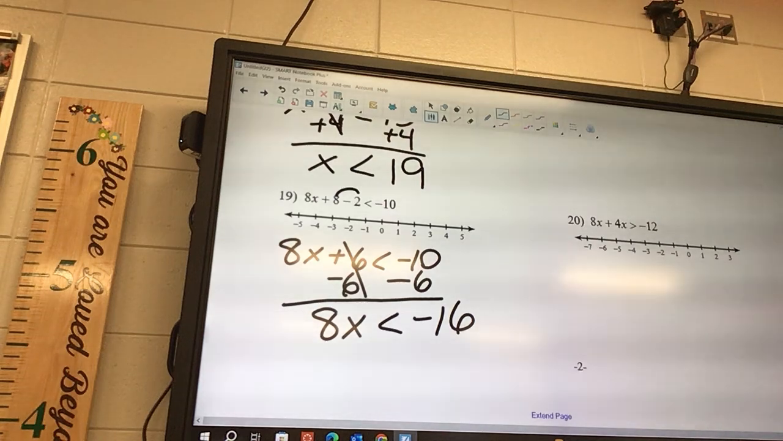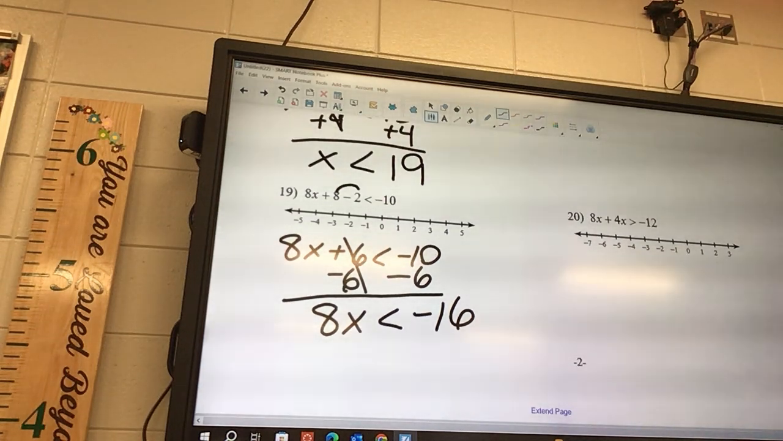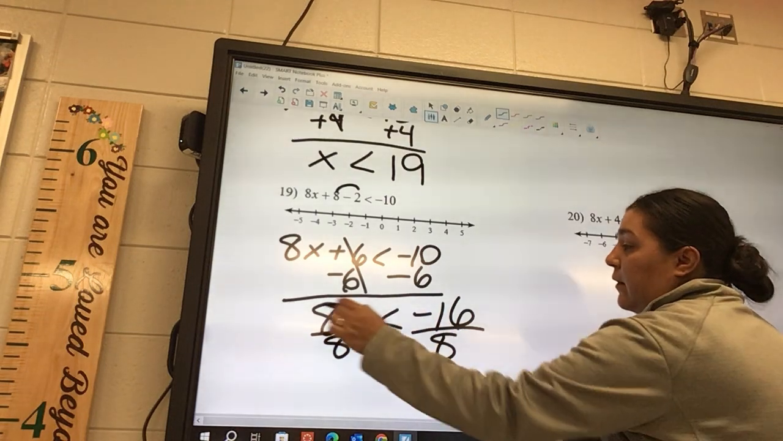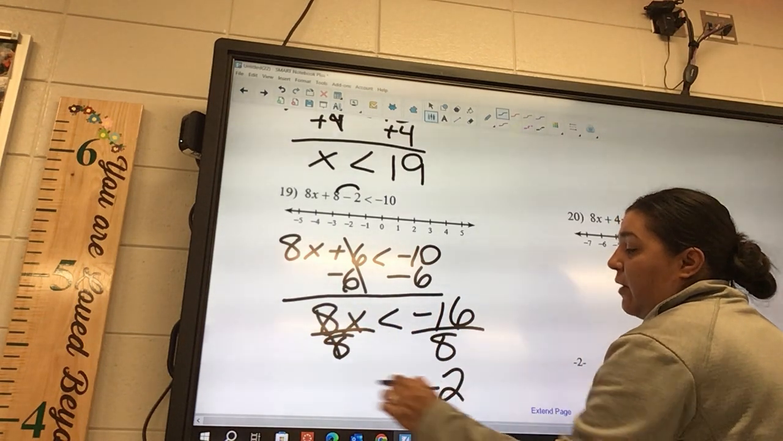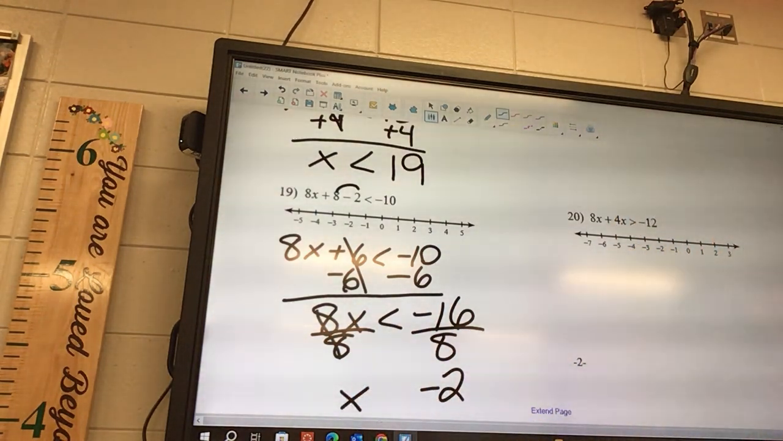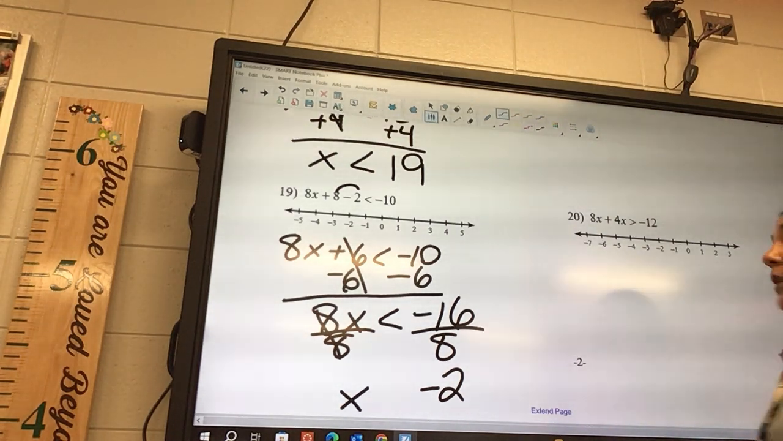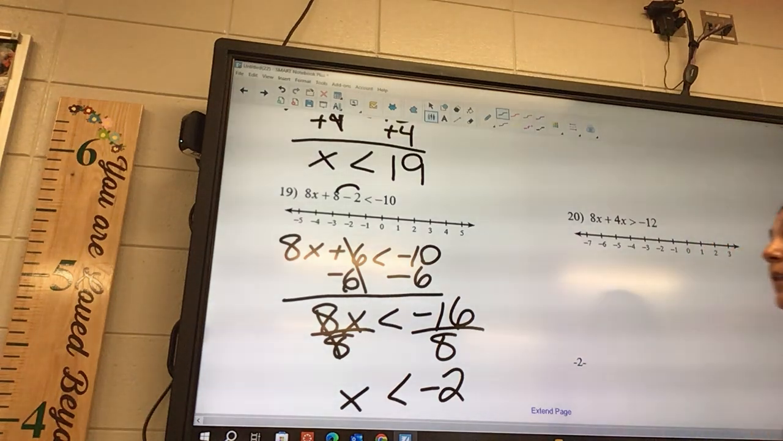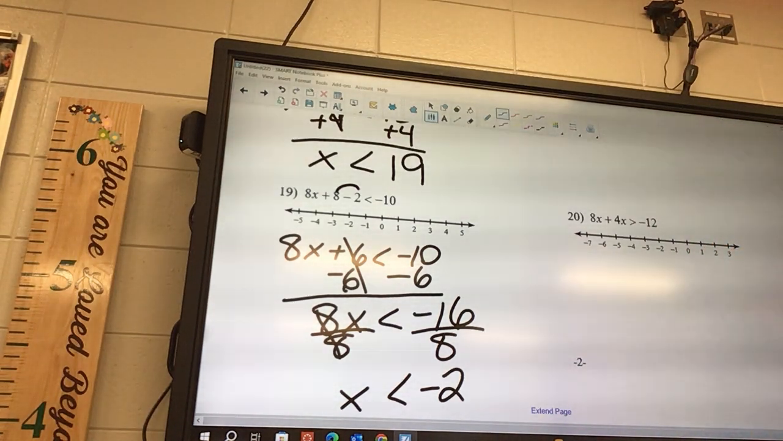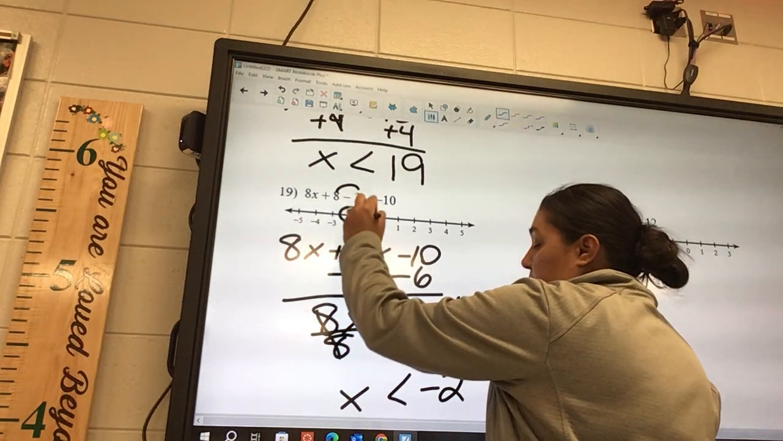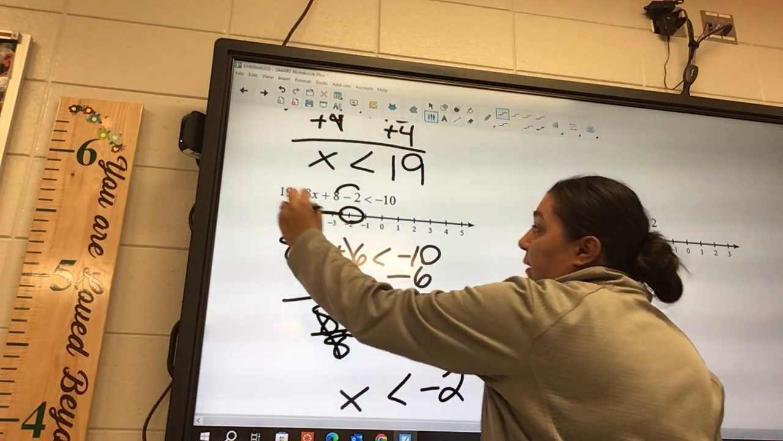Okay, and our last step is gonna be to divide by 8. Do I need to flip? No, the 8 would have to be negative in order for us to flip, okay? So it's gonna stay the same. Okay, so on the negative 2, it's gonna be open, going to the left.